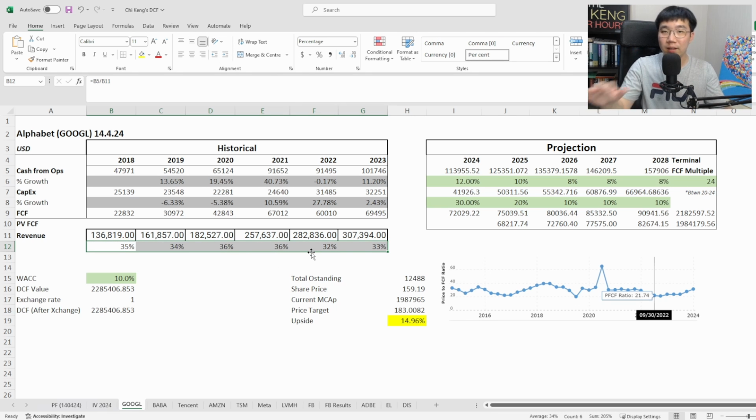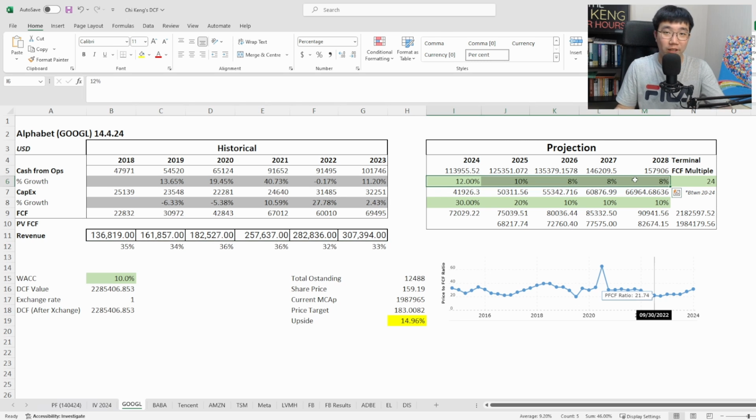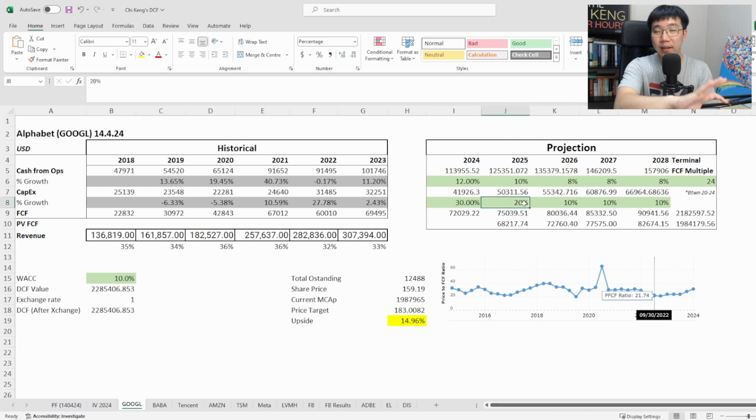And you can see that it's really hovering right there: 35, 34, 36, 32, 33. There is a slight dip in 2022. There were a lot of recessionary scares, which is also reflected in the share price itself. But if you are expecting these sorts of margins to hold true with not a lot of deviation, that's kind of why I can just project the revenue down into the bottom line, which is the cash from operations as well.